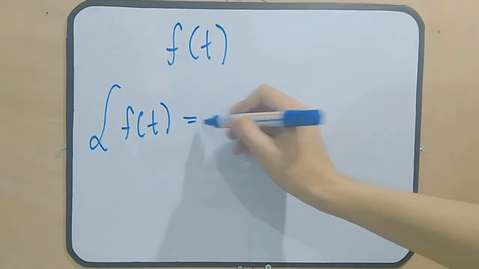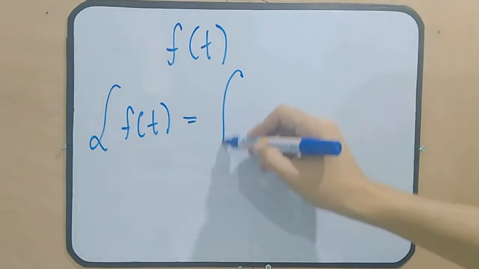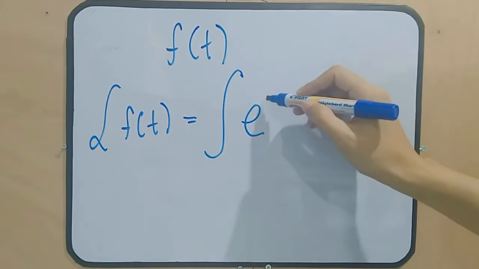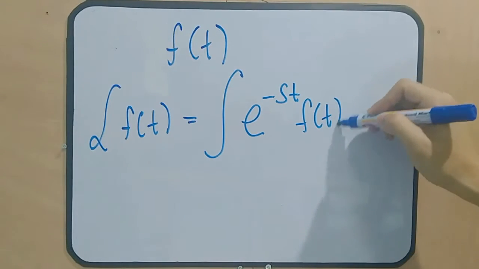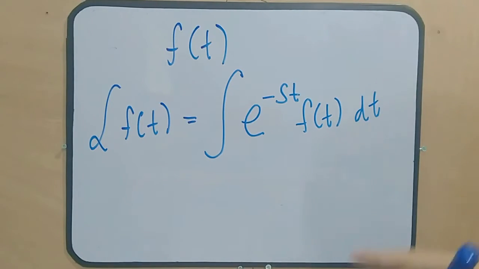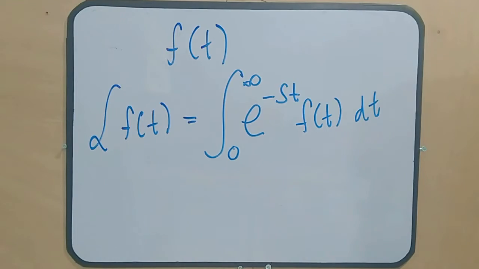So, you have here, ang Laplace transform ng function of t guys is the integral of, we have here e raised to negative st, function of t dt. So, ang ating limit guys is from 0 to infinity. So, the question here guys, so what is s?